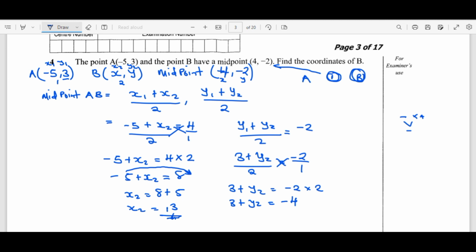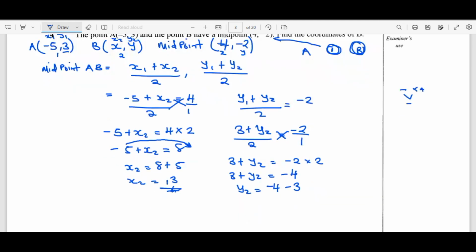So here, what are you going to do? Negative 4 minus positive 3, or we'd say negative 3. So what are you supposed to do? You're going to add, and then you're going to maintain the sign. For those that are not sure with signs, you add and then you maintain the sign. So it will be negative 7, which is y2.